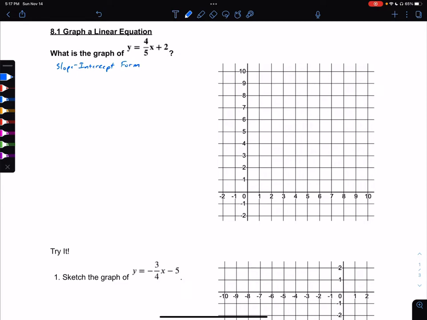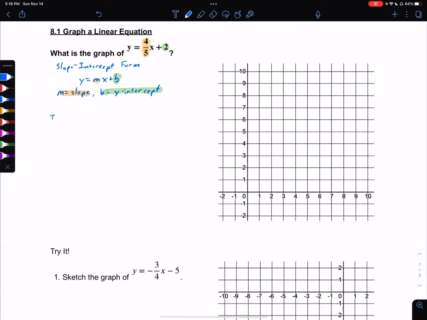Slope-intercept form is where y is equal to mx plus b. M is our slope, and b is our y-intercept. So for this specific problem, our slope, our m value, is 4/5, and our y-intercept, our b value, is 2. So we could state that.